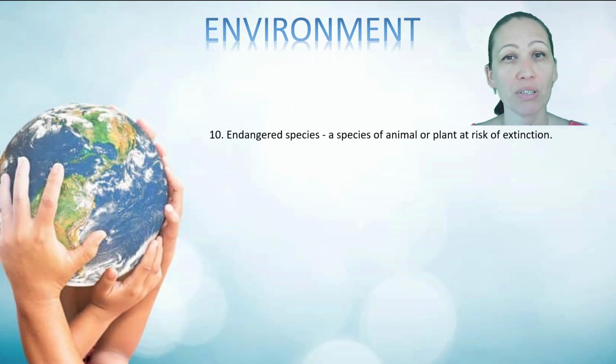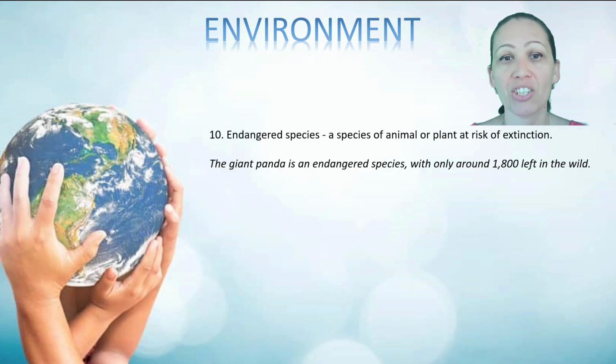When talking about environmental issues, we can't forget about endangered species. They are those animals and plants that are at risk of extinction. We have to take care of them, if not they will disappear forever. For example, the giant panda is an endangered species with only around 1,800 left in the wild. So if we don't do anything, these pandas will disappear forever.